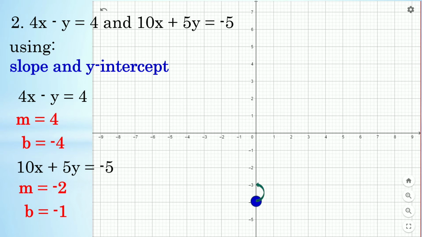At ang ating slope ay 4. So, 4 pataas at 1 pa kanan. Then, connect. So, ito yung graph ni 4x minus y equals 4.